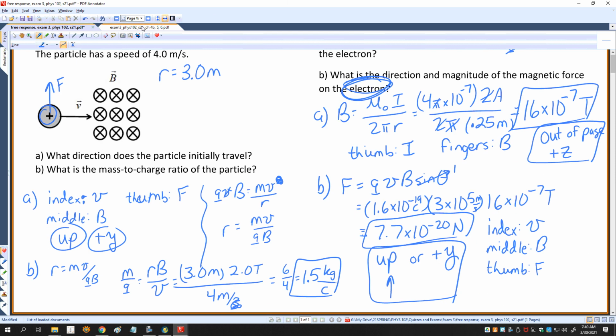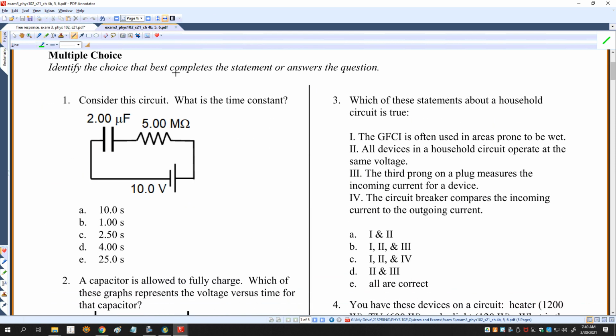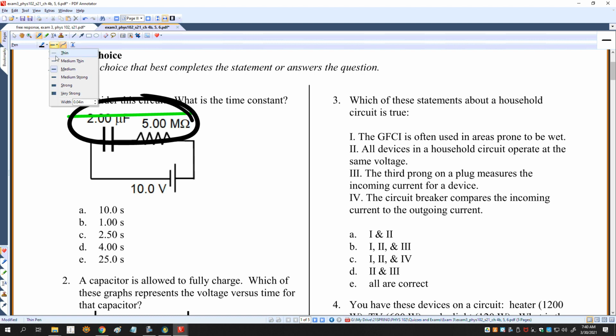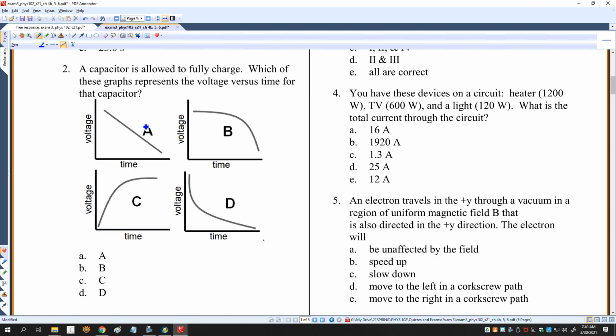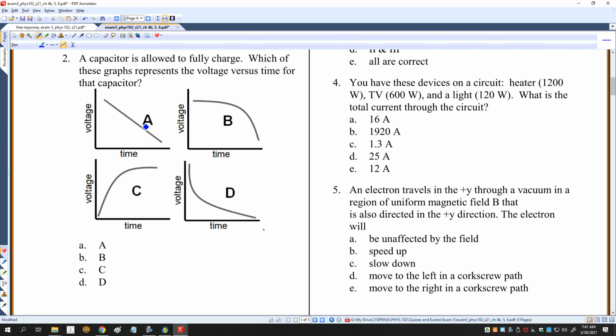Okay, let's look at the multiple choice. What is the time constant? Oh, we've already done this one, right? So the time constant here, all right, let me fix this. The time constant tau is equal to R times C. That is 5 times 2, or 10 seconds. And I already talked about how the micro and the mega cancel out. Capacitor is allowed to fully charge. Which of these represents the voltage versus time for that capacitor? Well, when a capacitor is charging, that is a growth function. And we know the exponential growth function looks like this.